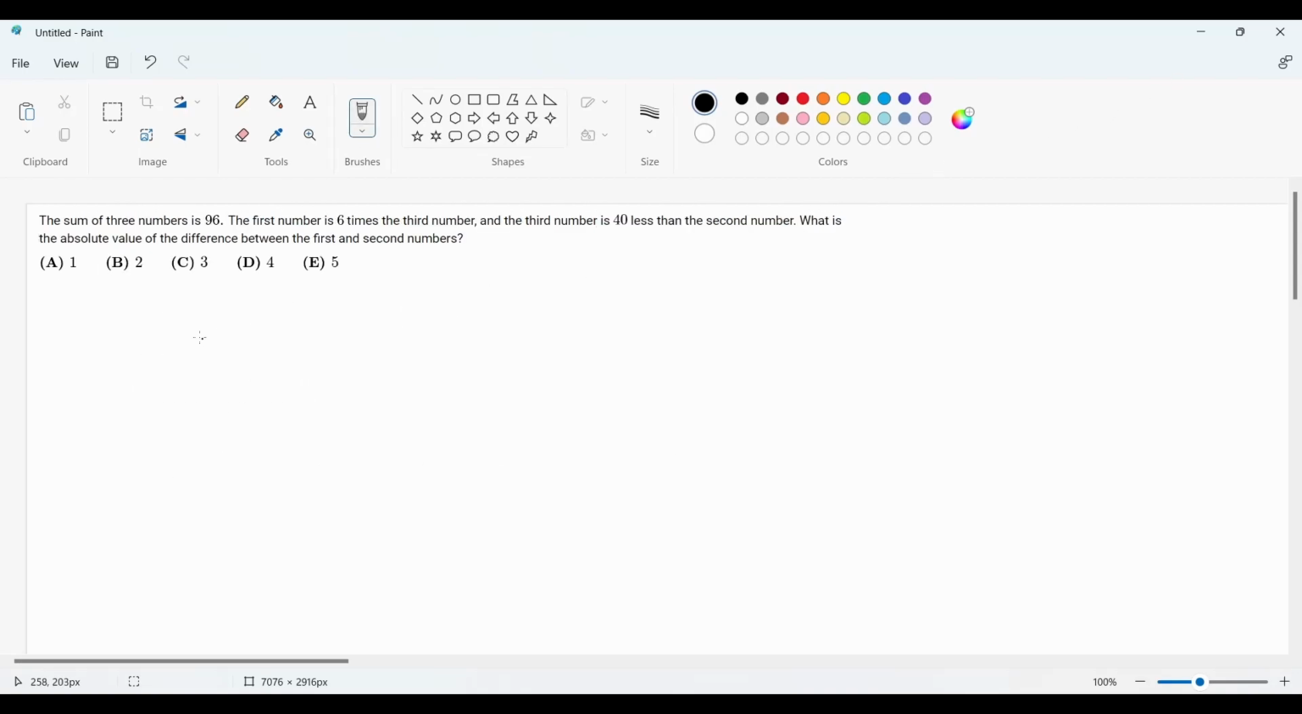Now we have problem 3. The sum of 3 numbers is 96. The first number is 6 times the third number, and the third number is 40 less than the second number. What is the absolute value of the difference between the first and second numbers?